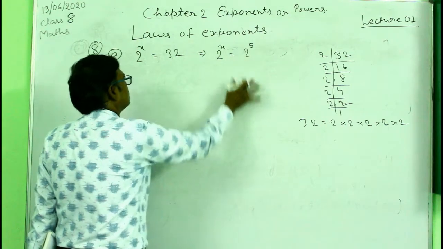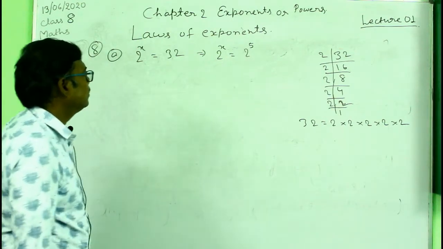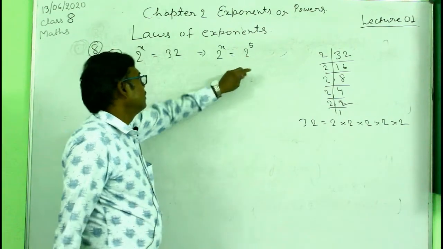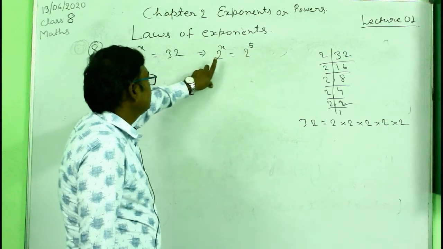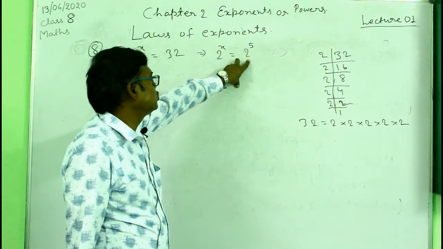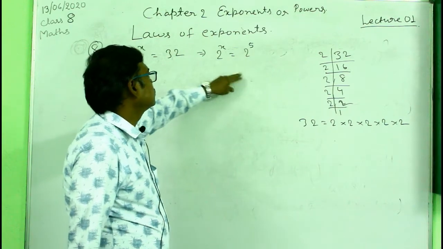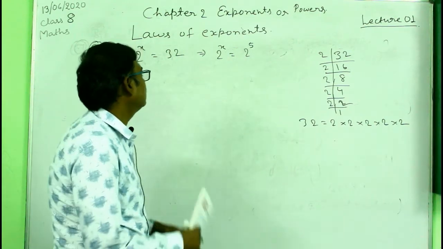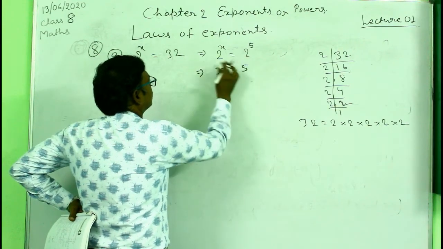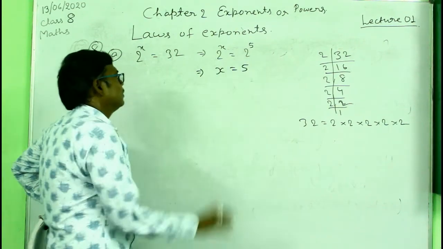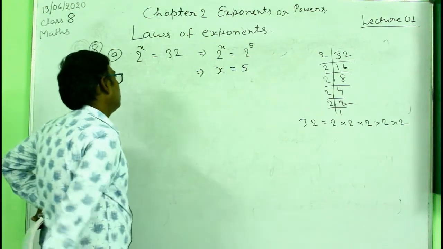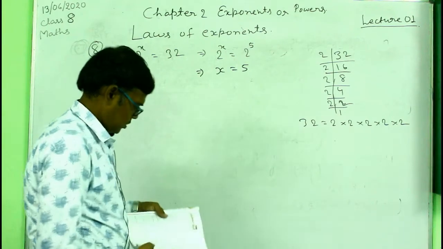Now in this equation, here the base is 2. In this side the base is 2, and in this side also the base is 2. So the base is same, so the power must be equal. That is why this will imply that x equal to 5, because both sides the bases are equal, then the power must be equal, only then both sides will be equal. So the value of x will be 5 in this case.